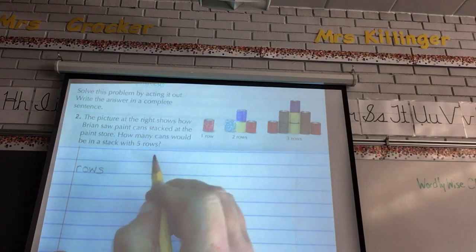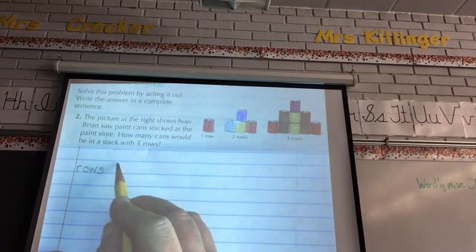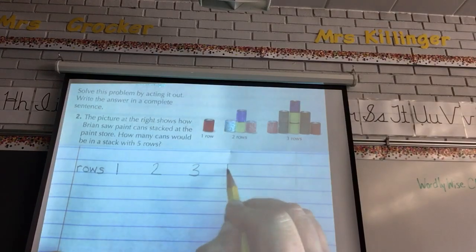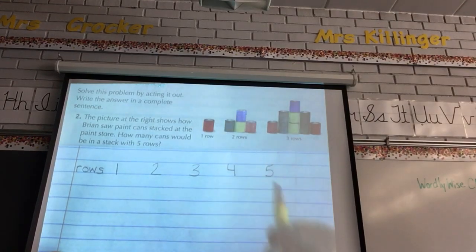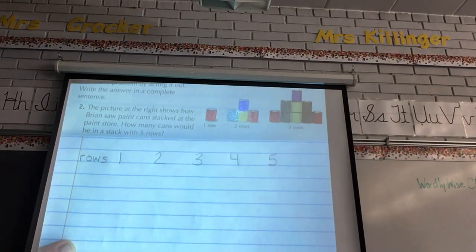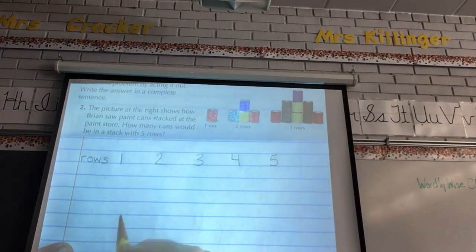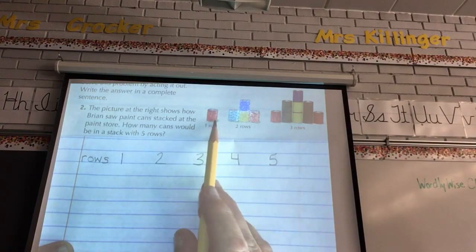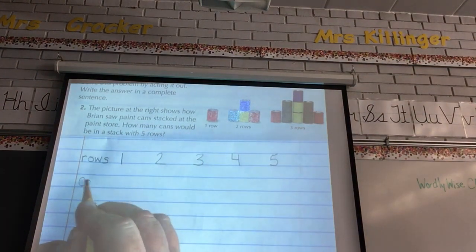How many rows? We have 5. So 1, 2, skip some space, James, so you have plenty of time to work out your problem. Anderson, if you need to pause, please do that. Okay, the next thing that I know is my number of rows, and I also know my number of cans.